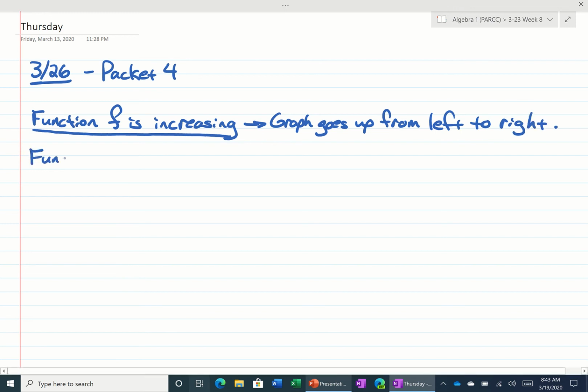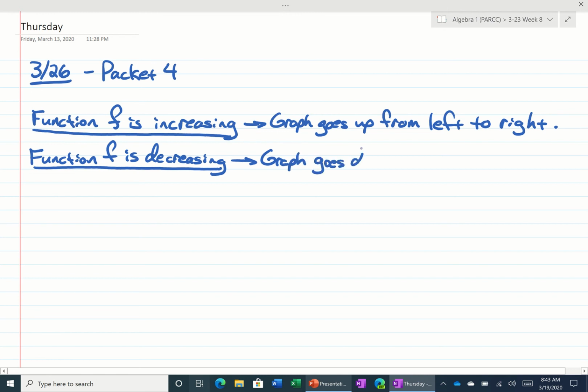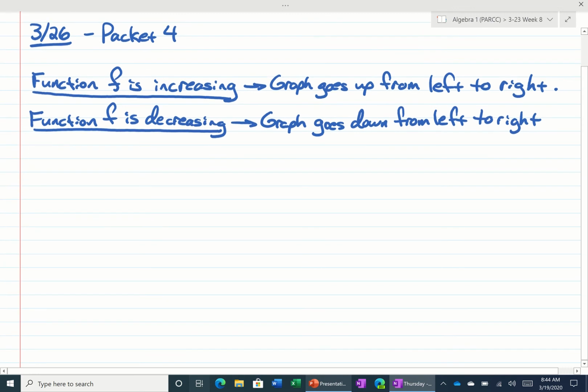So if a function f is decreasing, what that means is the graph goes down from left to right. So let me show you what we mean here. I'll do one more definition and then I'll tell you what I mean.